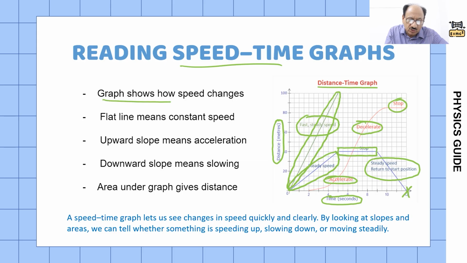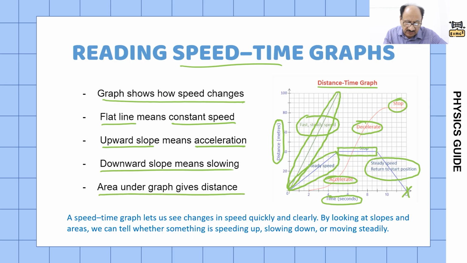So a speed time graph shows how speed changes. A flat line means constant speed, an upward slope means acceleration, a downward slope means slowing, and the area under the graph gives us distance.